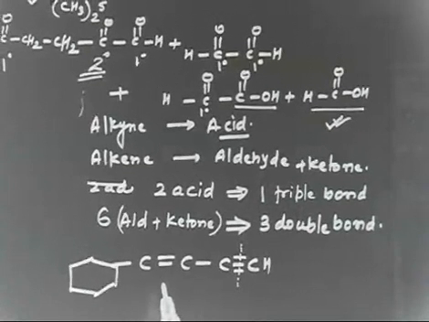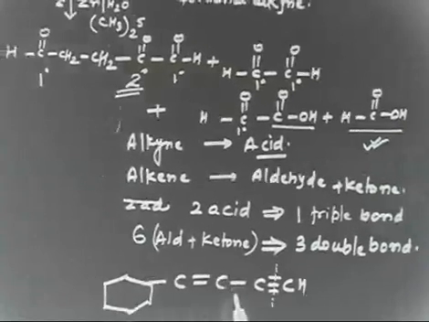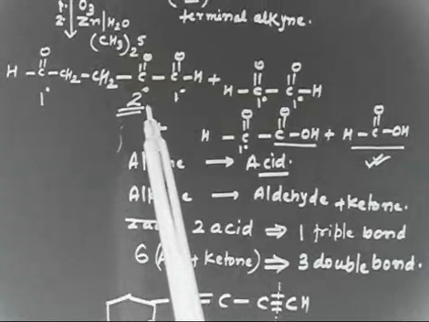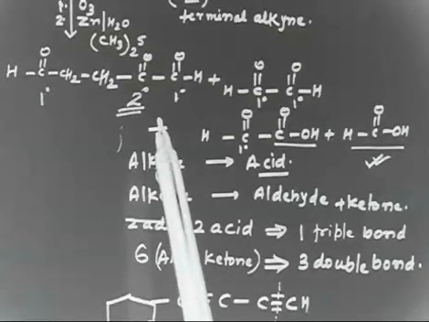Now I have to look for 2 more double bonds because the total number of double bonds is 3. One we have placed. Now I need 1 double bond. This ketone is a secondary. So I need 1 double bond at the secondary carbon. Are you getting or not? So either secondary or tertiary you can have.